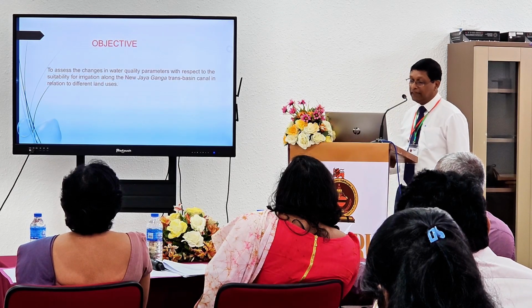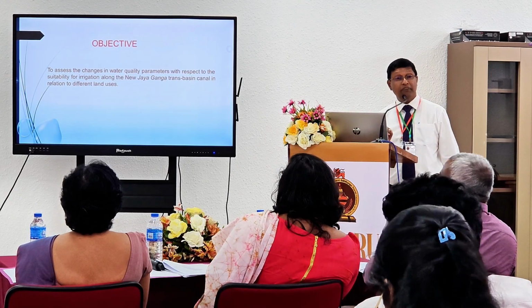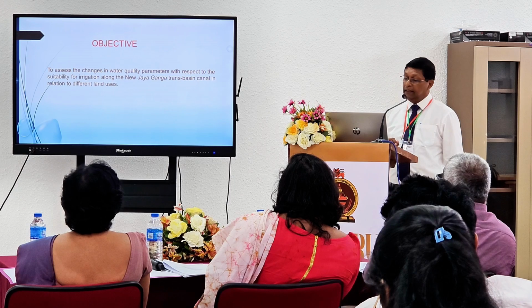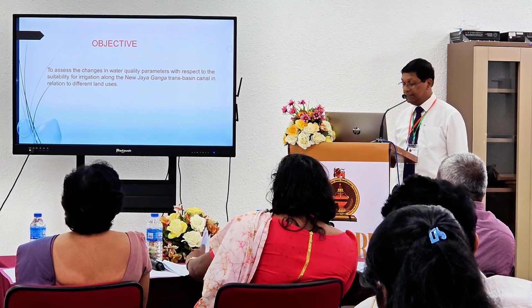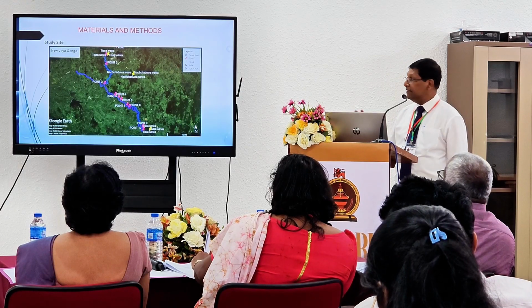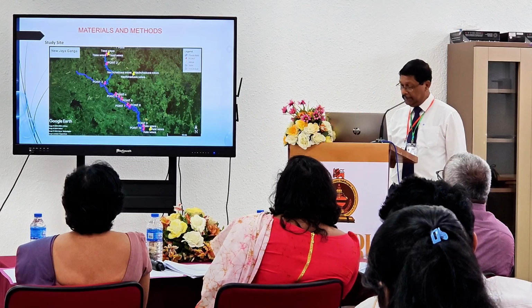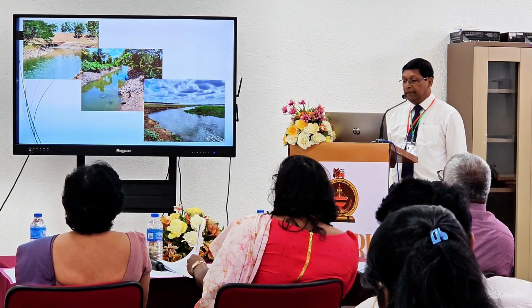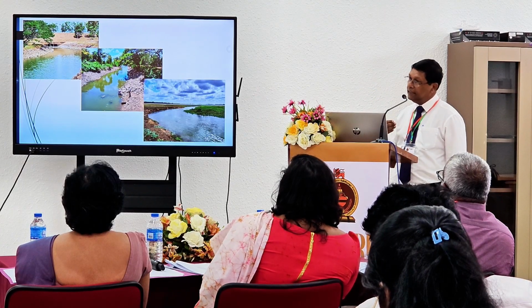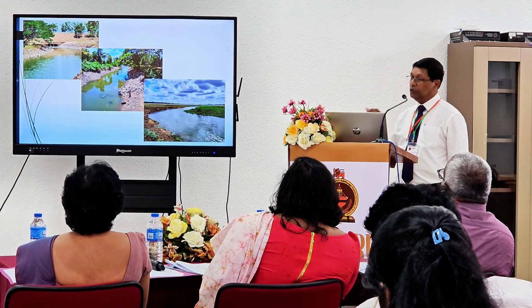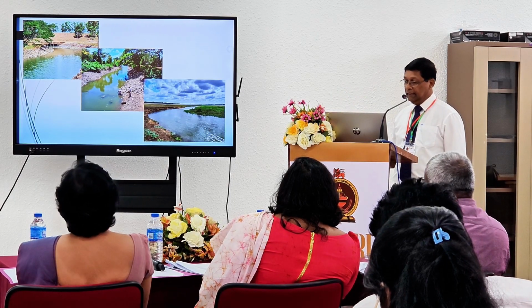Therefore, the objective was to assess the changes in water quality parameters with respect to suitability for irrigation, along the Jaya Ganga Trans-basin canal with respect to the different land uses. This is the sampling point map that we established along this canal from Canal to Thisa. We can see different sampling points starting from the outskirts of the Canal, along the Jaya Ganga, to represent different land uses, and then very close to Thisa.